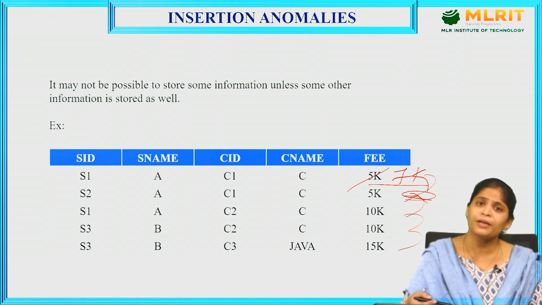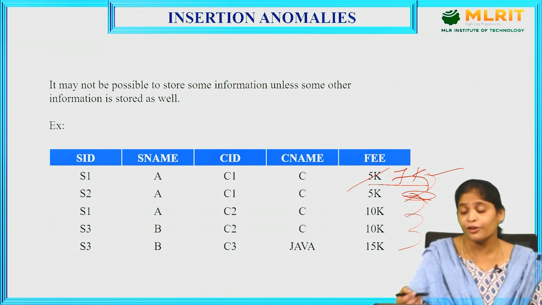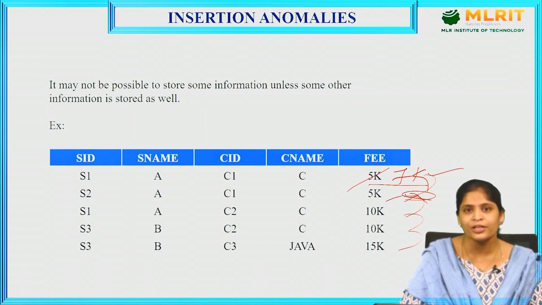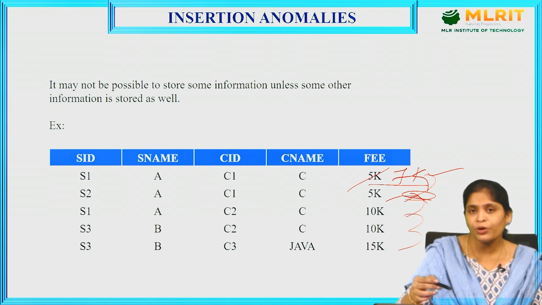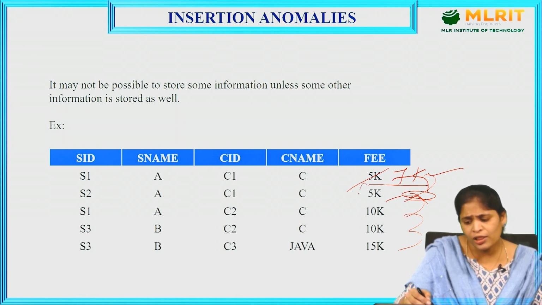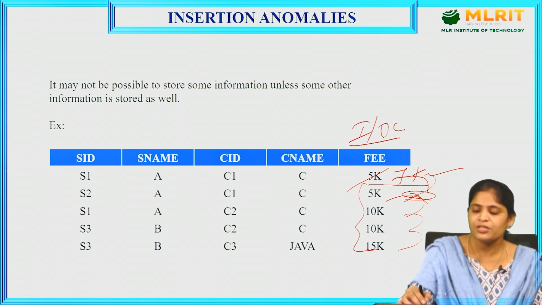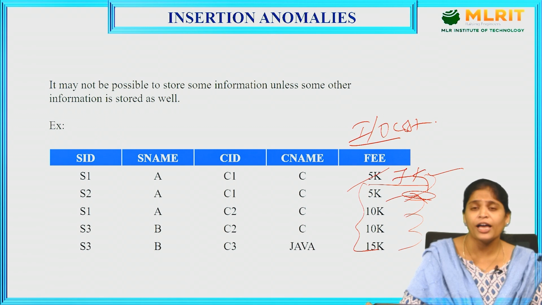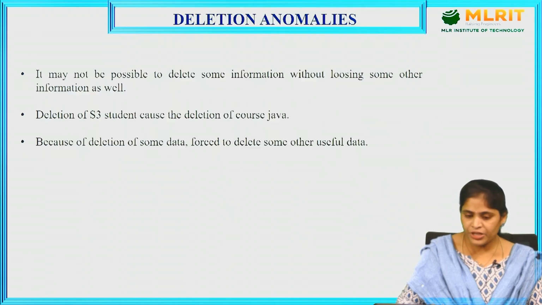The data remains inconsistent. The data in the database is not correct and accurate. Why? Because I have updated in one row and I forgot to update in the second row. This is not correct. So if I want to update in one row, I want to update all the rows also, which results in more IO cost. That is also a problem. That is what we call as updation anomaly.